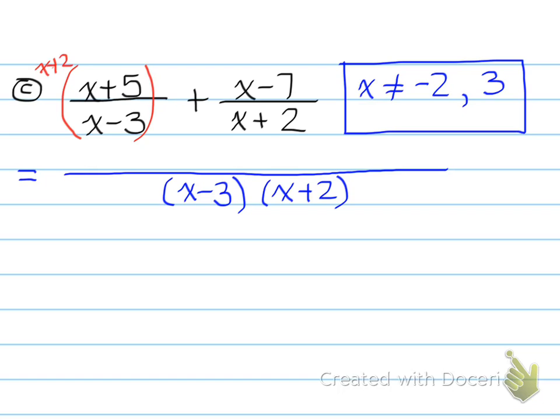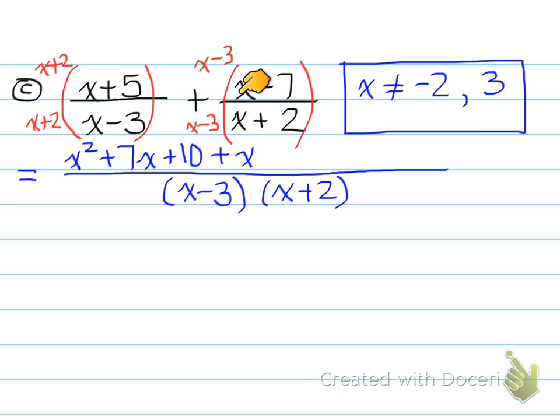So x plus 5 gets multiplied by x plus 2, which is going to be x squared plus 5x plus 2x, which will give us plus 7x plus 10. Next, the second part is going to be multiplied by x minus 3. So when I multiply by x minus 3, I get x squared. And we don't have to worry about when there's a minus, we have to worry about the sign change. When it's a plus, we don't have to worry about a sign change.